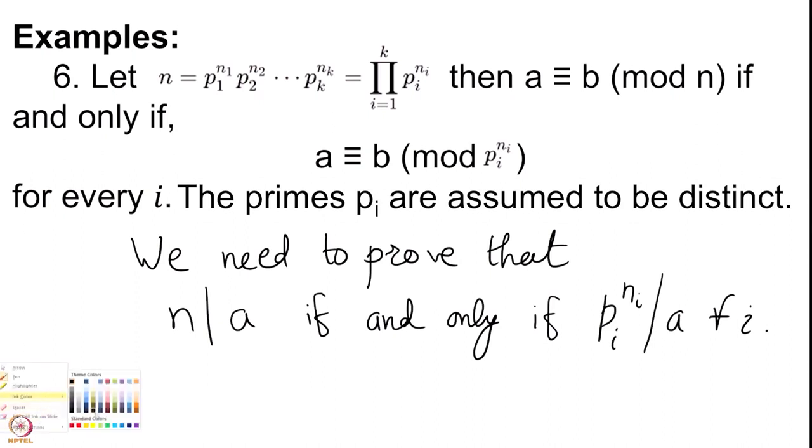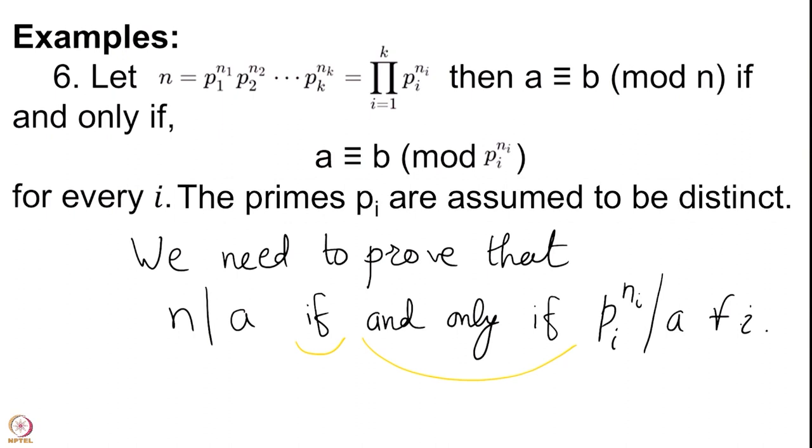So, what are those two parts? Let me explain it to you with this. There are two parts: there is this and then there is this. When we talk about a statement being true if and only if some other statement is true, you should be able to read it in the following way. We read it as n divides a if pi power ni divides a for all i. This would be one part of the statement.